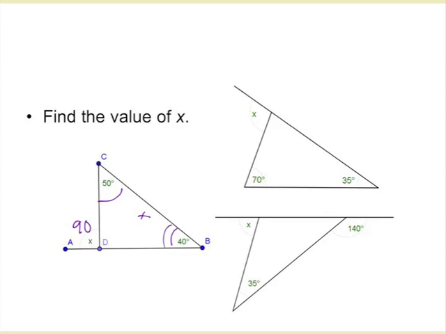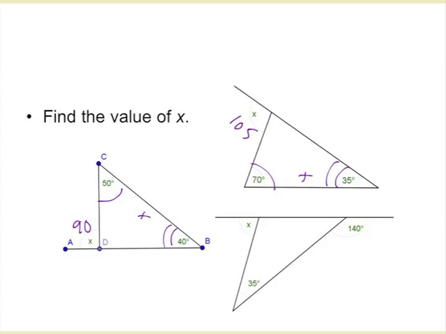In the upper one on the right, how big is x? 105. It's an outside angle, so it should be equal to the sum of the two angles that are inside and not touching it. Be careful with the bottom one on the right. X is outside, so it should be equal to the sum of the two angles that are inside and not touching it, but we don't know what those are.